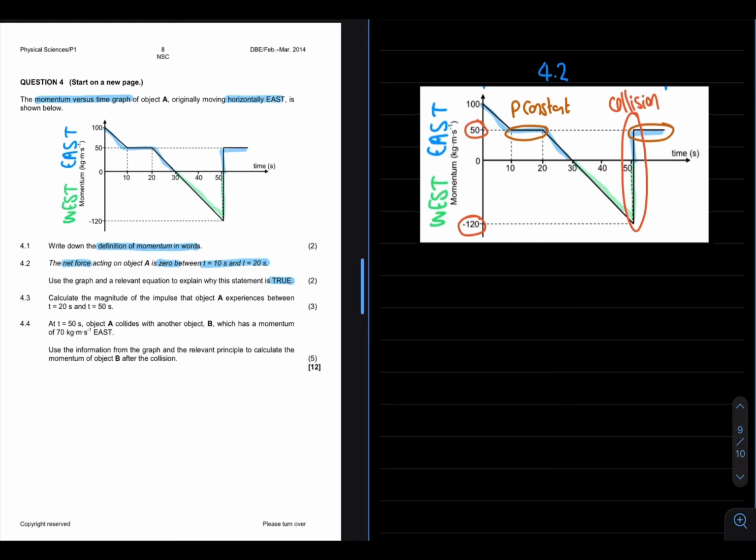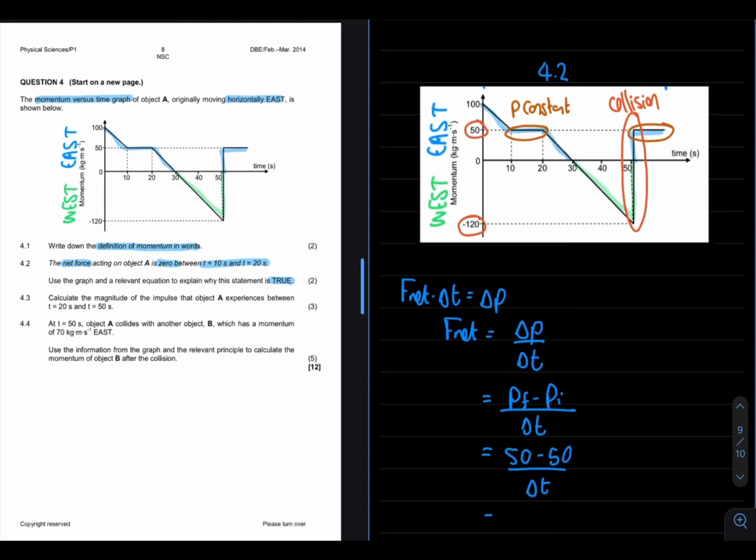If we need to calculate the net force, according to Newton's second law in terms of momentum, the net force would be equal to the change in momentum over the change in time. Seeing as my final momentum is 50 and my initial momentum is 50, I have a change of momentum of 0, and therefore the net force is equal to 0.